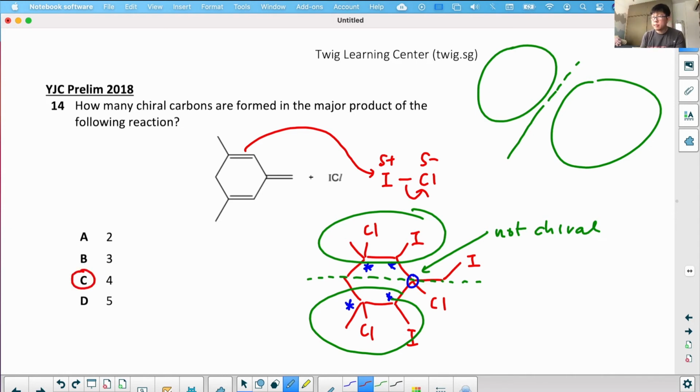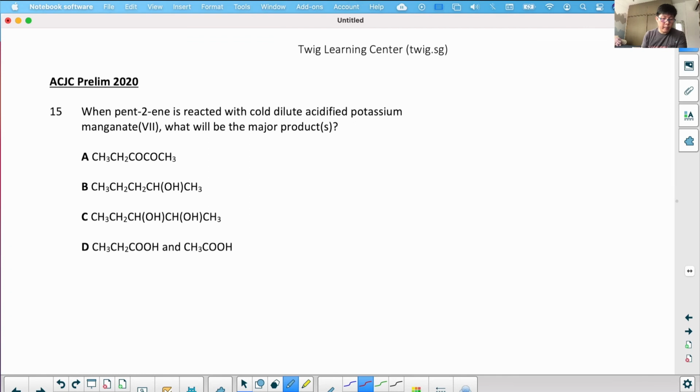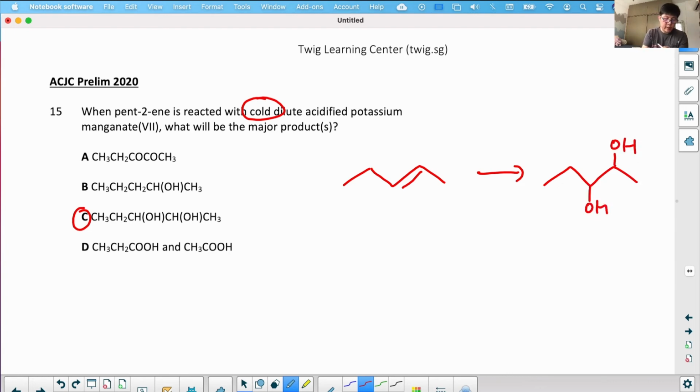Okay, let's look at question 15. When pent-2-ene is reacted with cold dilute acidified KMnO4, what will be the major product? So cold, again, I told you, is mild oxidation. So I'm going to look out for a diol, and I think you can tell straight away. Okay, so 1, 2, 3, 4, 5. So you can see that this is your pent-2-ene. Right, so let me just draw again. 1, 2, 3, 4, 5. Pent-2-ene is like this. So when you add cold acidified potassium manganate, this is your product. You're going to add OH here, and you're going to add OH here. Alright, so this is definitely C.